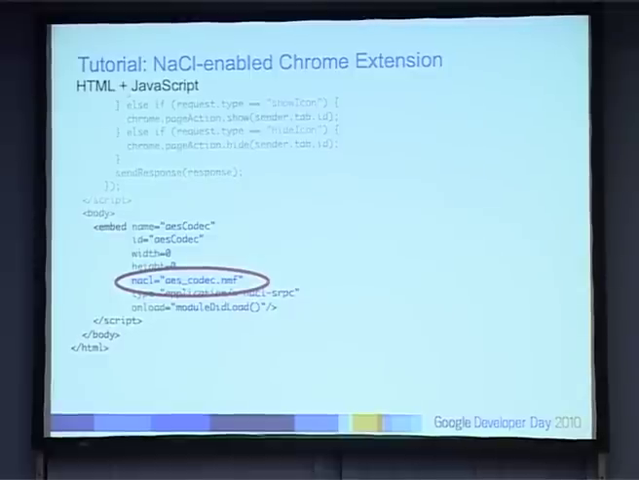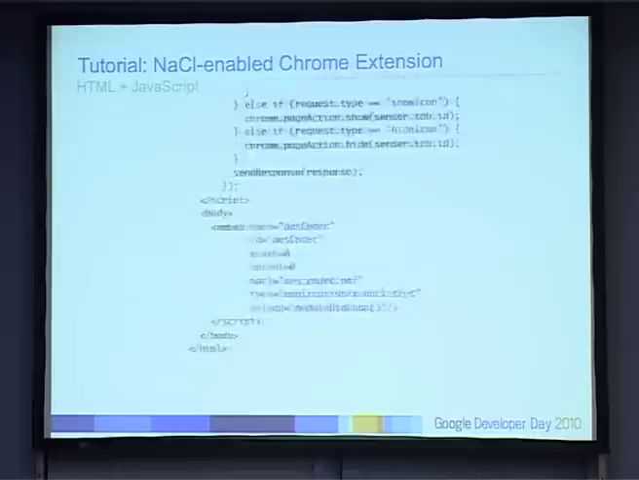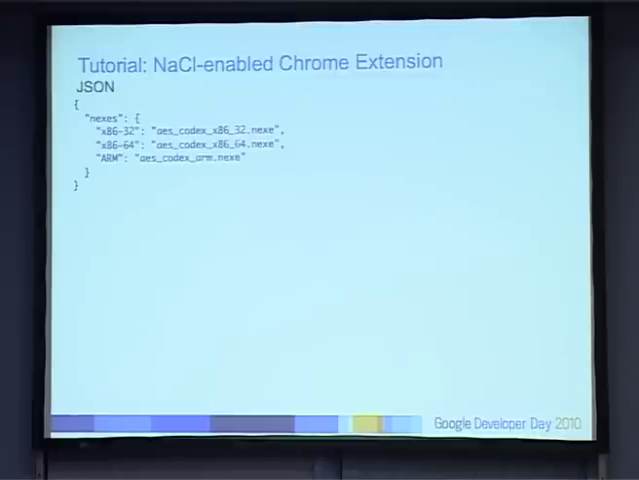This NaCl attribute is something that we support in Chrome, and we're trying to get it out into the standards world so that all the other browsers will support it as well. And this is the little piece of JSON, the manifest file that tells your Chrome extension where to find the NaCl modules themselves.